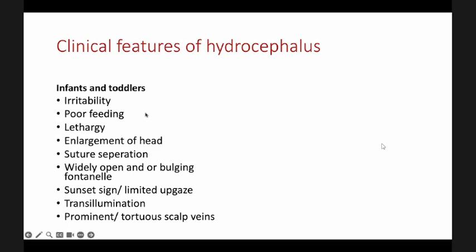So I've divided them into two groups. Obviously, the first group is related to raised intracranial pressure, right? So in the younger age group, the presenting features would be irritability, poor feeding, lethargy. And then the other set of clinical features are because of the enlargement of the head, right?